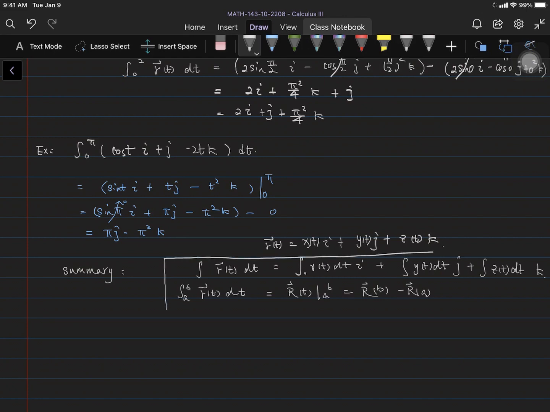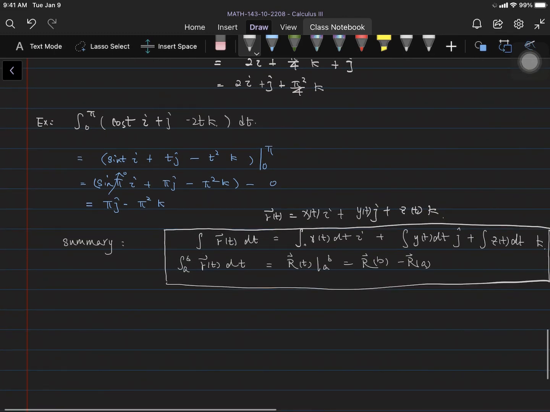So there are just two formulas we need to know for the integral. Next, we want to see the application. When do we use the integral of the function? Example 5. Right now we know the acceleration, and we try to find the position. So let's take a look.